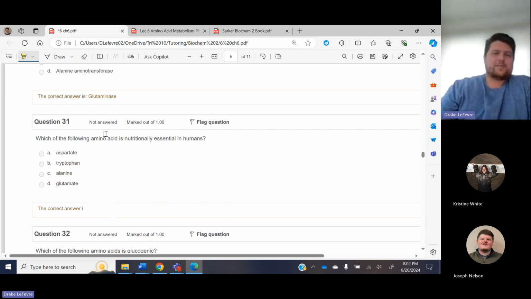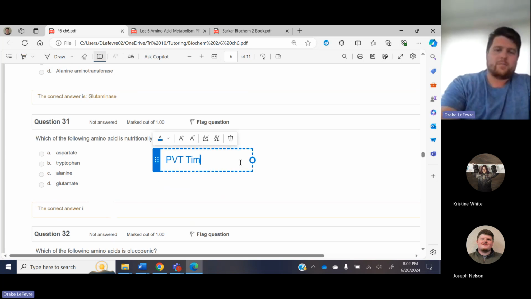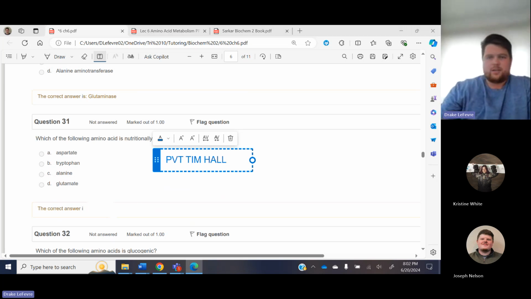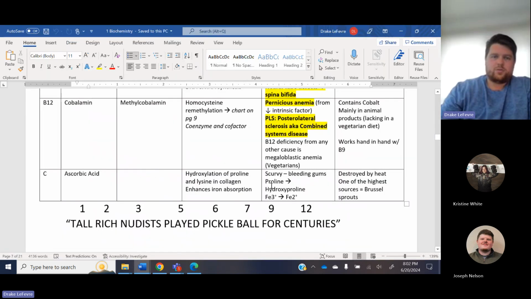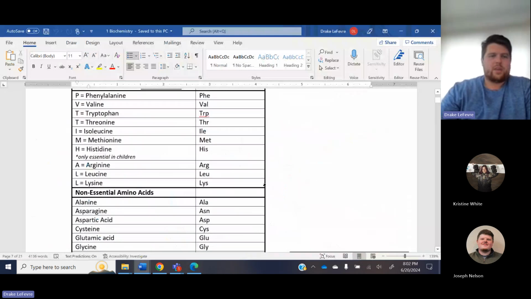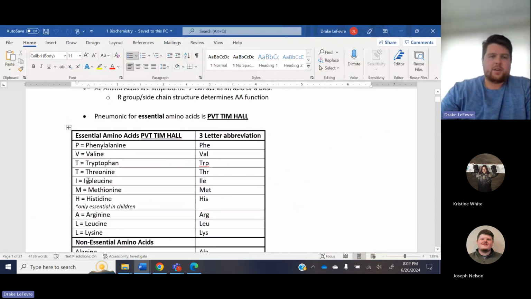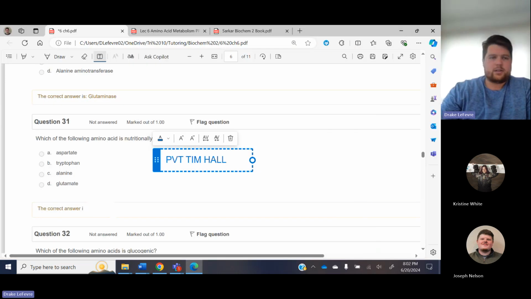Okay, which of the following amino acids is nutritionally essential in humans? Mnemonic: PVT TIM HALL. And we even look at our amino acids, all of our essential ones: phenylalanine, valine, tryptophan, threonine, isoleucine, methionine, histidine, arginine, leucine, and lysine. So we go and take a little look. Our answer in this case is tryptophan.